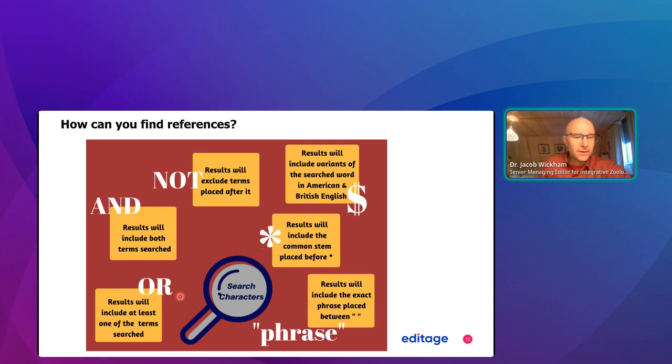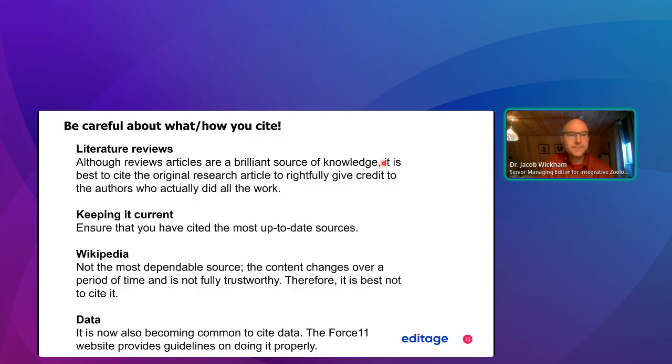You can use "or." This will include results from at least one of the multiple terms that you're searching for. And then if you put it in quotations, results will include the exact phrase between the quotes. So these are just some extra tips on doing your searches, because often you'll get thousands of references, and you want to be able to narrow down the references for your libraries.